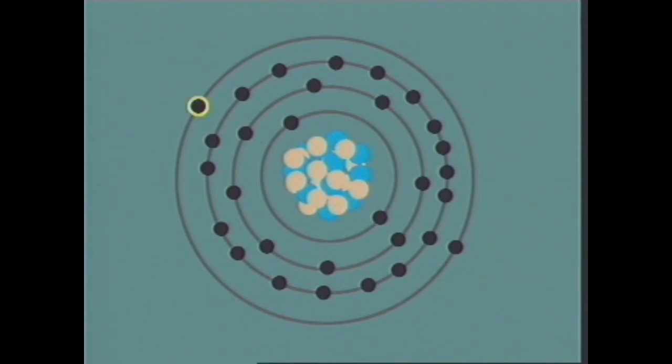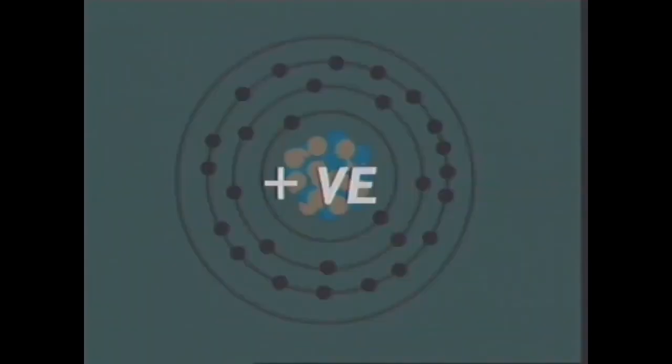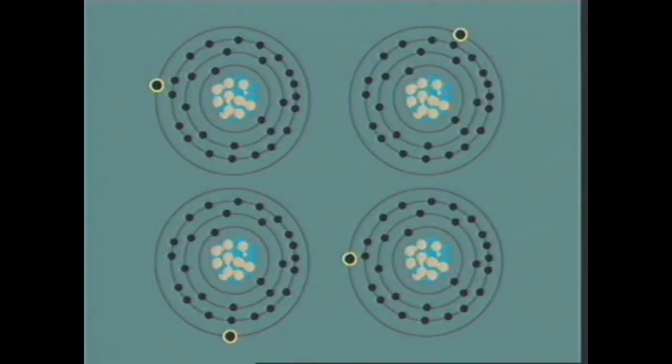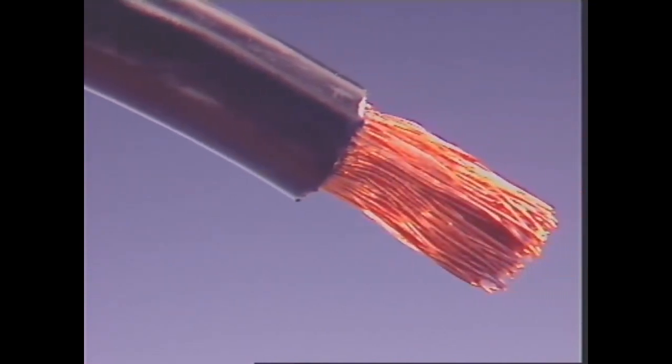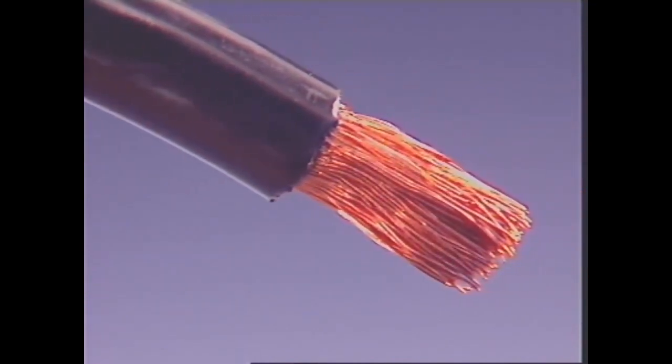An excess of electrons gives an atom a negative charge. A deficiency gives it a positive charge. In some materials, there are electrons called free electrons, only loosely held by the nucleus. The more free electrons a material has, the better it can conduct electricity. Metals typically have lots of free electrons and are good conductors.